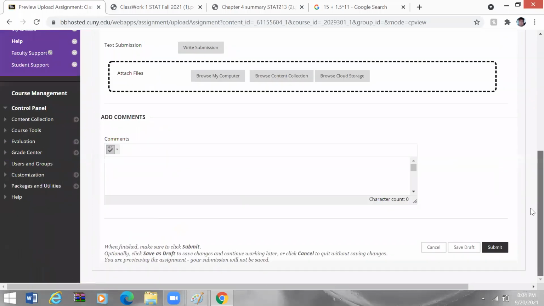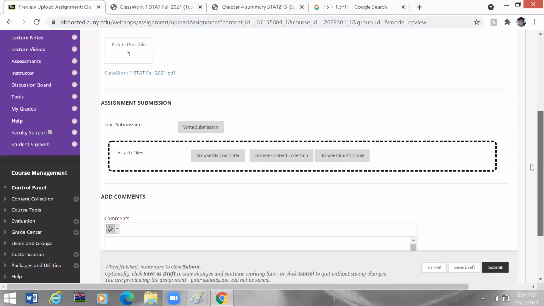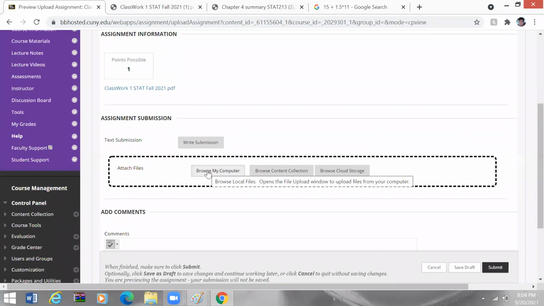And then after that, we're going to just do it on the pad, or maybe you do it on loose leaf. You take a picture of it and save it on your phone, right? Or maybe you can email yourself, or you can just submit it directly from your phone. Then you browse my computer, and then you choose the file that you have on your phone or on your computer, and you hit the submit button.